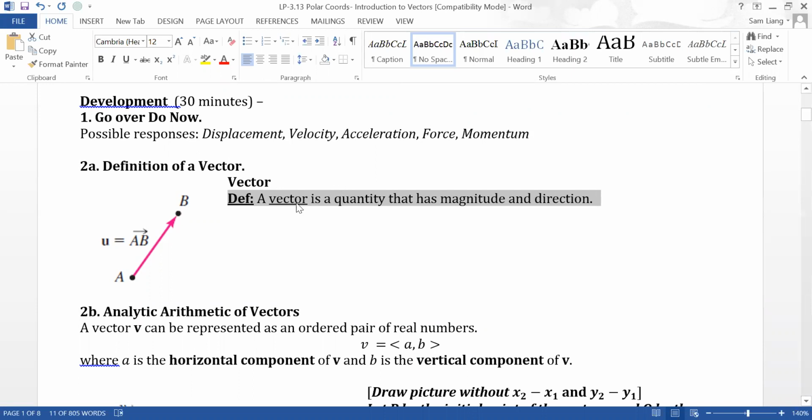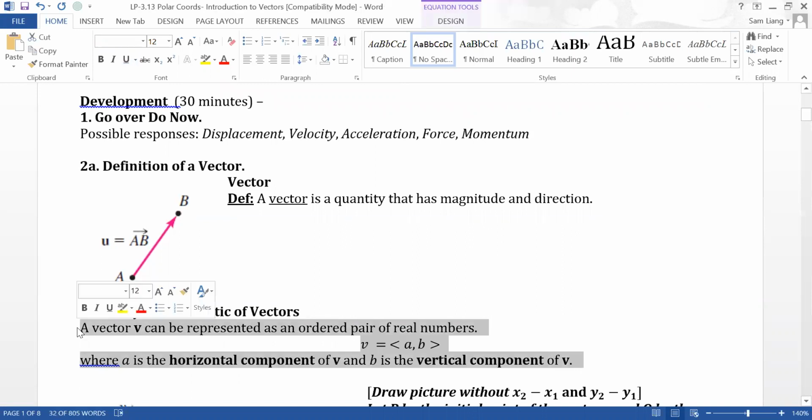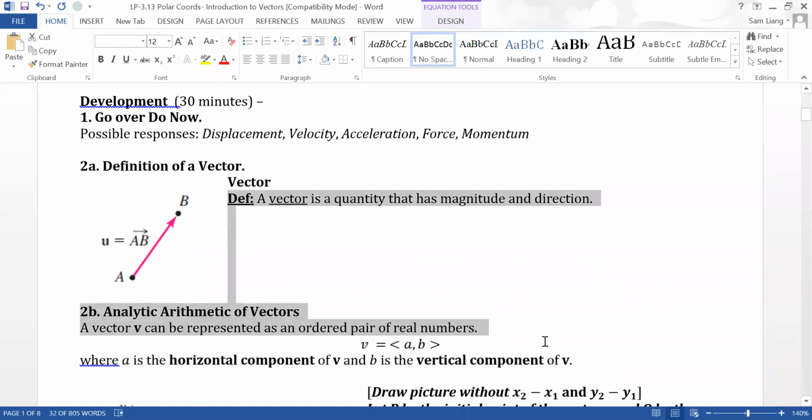After you finish copying this definition down, I'm going to have you copy this. Again, today we're going to look at vectors through a mathematical lens, just how to work with vectors algebraically. Make sure you have the highlighted text in your notes.